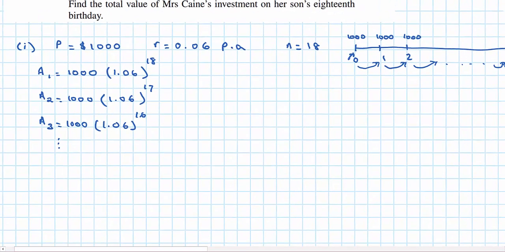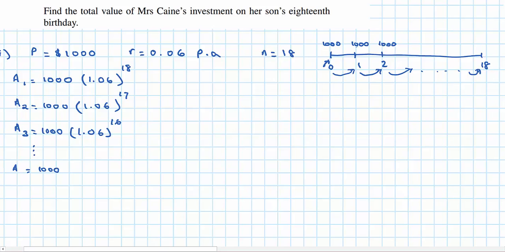So again, I demonstrate for 3 and then jump to my last. So the last one is $1,000, and that was on the 17th birthday. So that sits in the bank account for 1 year. Now, is that A17 or A18? Since this first 1,000 we labeled A1, the second one we labeled A2, the 17th one will be A18. The 0th one was A1, the first birthday was A2, 17th will be A18.